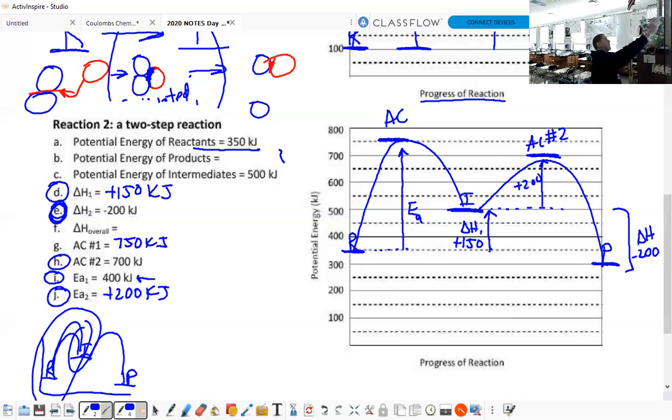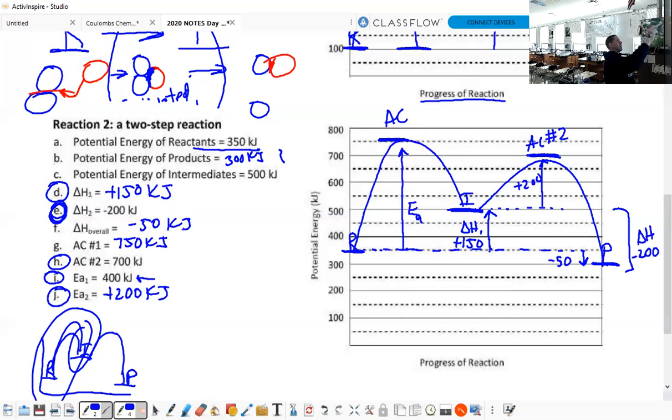And the only thing we're missing then is the enthalpy overall, and the products. Well, the products we now see are at 300 kilojoules. What about overall? Well, we could read the graph. From the reactants to the products, you could see is negative 50. So the overall is negative 50 kilojoules.